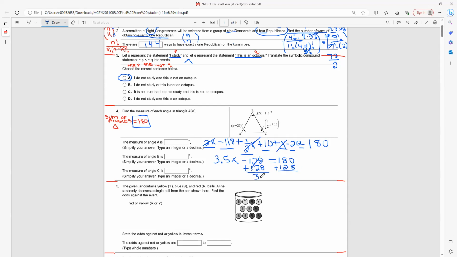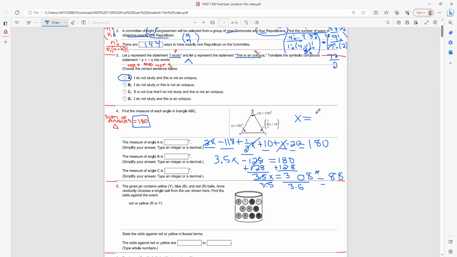We'll get 3.5x equals, over here, we'll have 308 for our angle, and then we want to divide that by 3.5. 3.5 can be divided evenly into 308. So that'll give us an x value of 88. All right, so we'll get x equals 88.